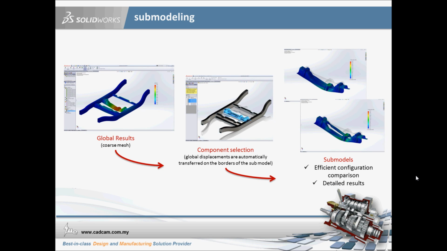So by diagram, this is how we work. First of all, we get a global result where we do what we call a draft meshing. We get a set of data and then we select components. What happens next is that the global displacements are automatically transferred onto the border of the submodel, and from there we do a detailed meshing at the submodel and we get an accurate result, so that we can achieve efficient configuration comparison and more detailed results, as I mentioned. So it's a very unique feature, and I believe it will be very useful for automotive designers.